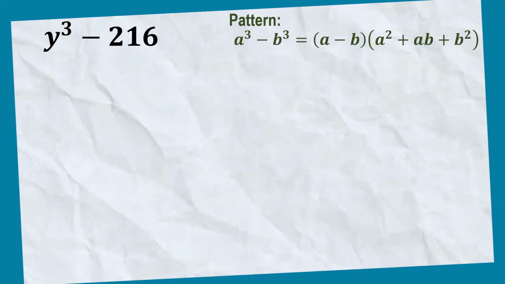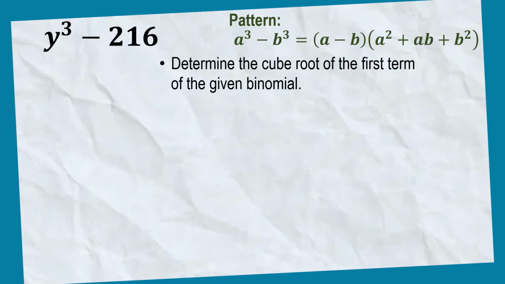Next example, we have y cubed minus 216. Ang pattern po natin dito ay a cubed minus b cubed is equal to the product of the binomial a minus b and the trinomial a squared plus ab plus b squared. First step, determine the cube root of the first term of the given binomial. The given binomial is y cubed minus 216.